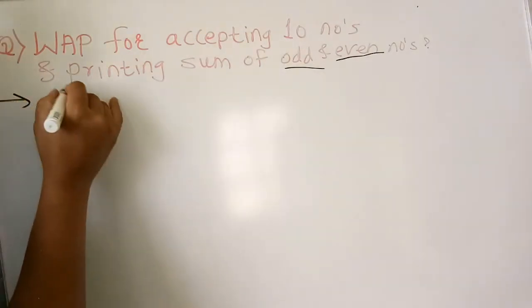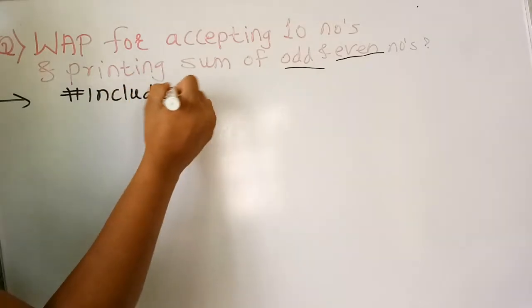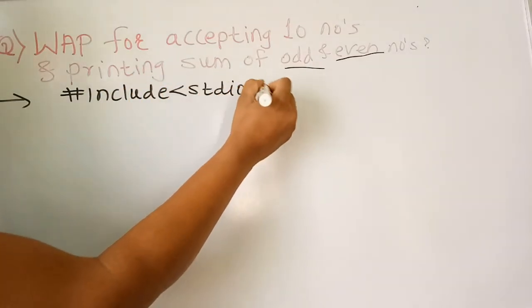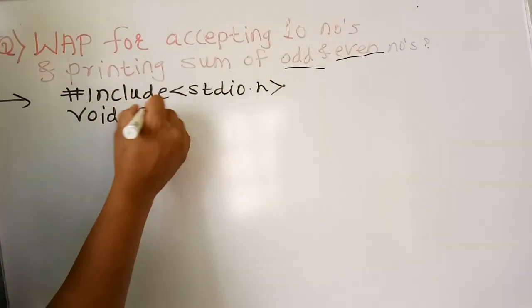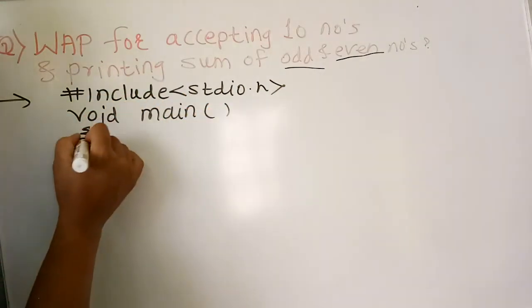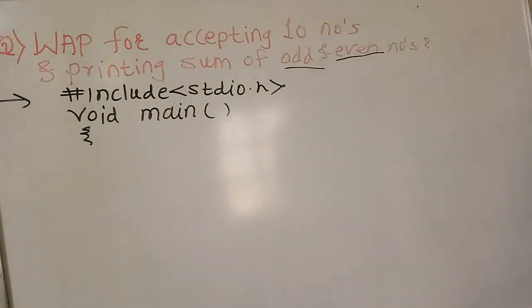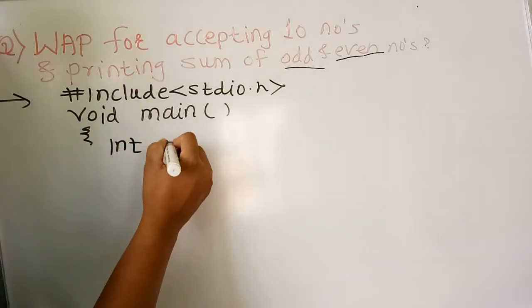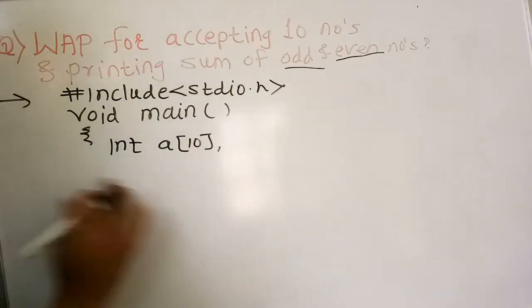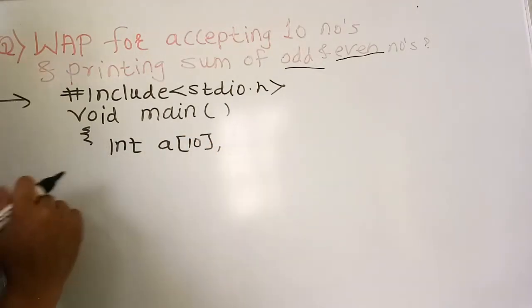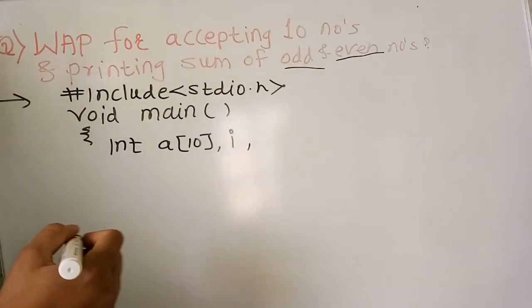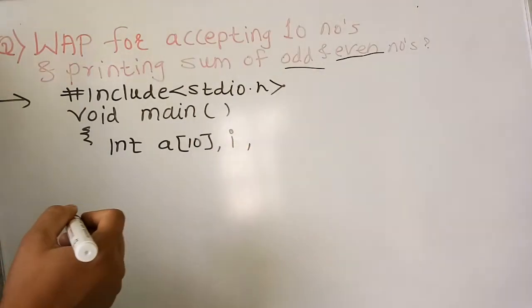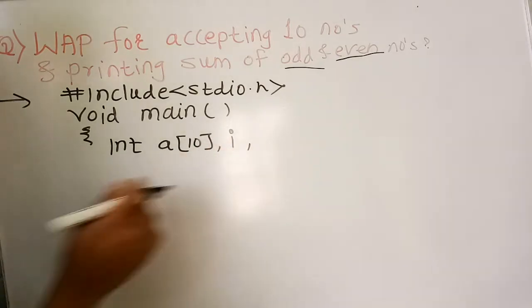Now we will start writing the program. What is the starting of the program? That is nothing but the #include <stdio.h>. Then the starting point is nothing but the void main. Now for accepting 10 numbers from the user, we have to declare an array of size 10. So for that we will write int a[10]. For accepting, processing and printing we require the for loop. So for that we will take one indicator, that is nothing but the i, for handling the for loop mechanism.